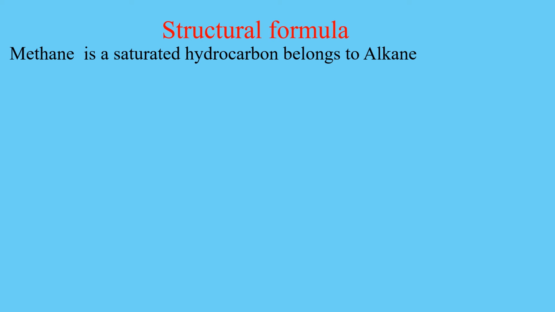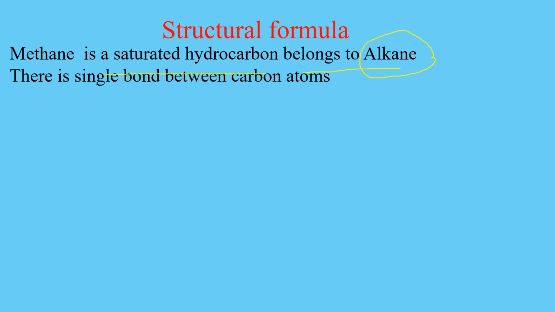Methane is a saturated hydrocarbon because there are single bonds between the elements present in methane, carbon and hydrogen. And methane belongs to the alkane group. Alkane is a saturated hydrocarbon. There is a single bond between carbon atoms.